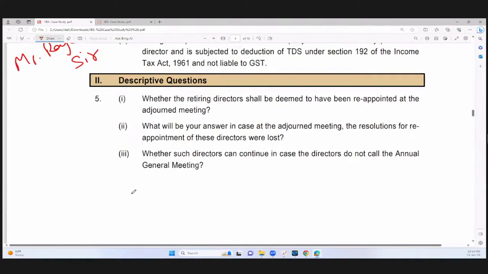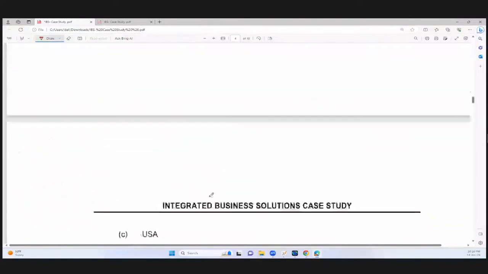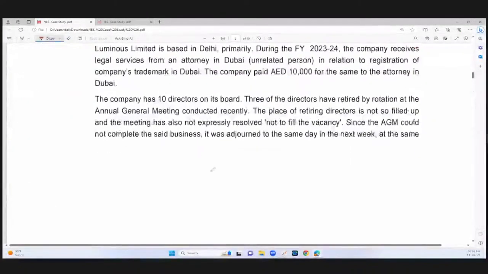Sir, this question is based on retiring directors, reappointment, rotational directors. So we have to go to the case study. We will read the facts again. So here is the related paragraph. The company has 10 directors on its board. Board of directors, आपको पता है composition. You all must know what the composition is.